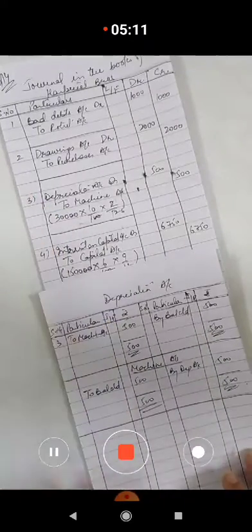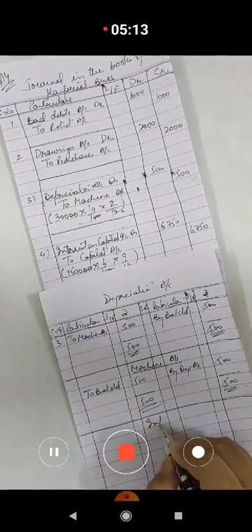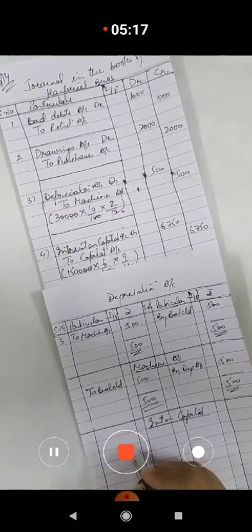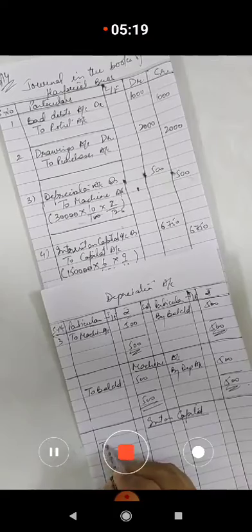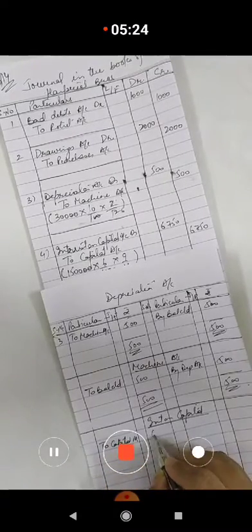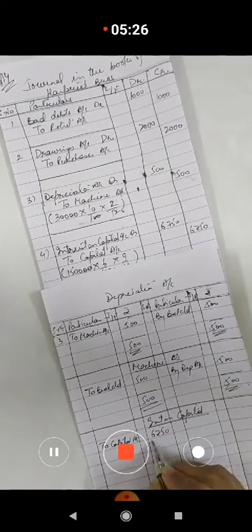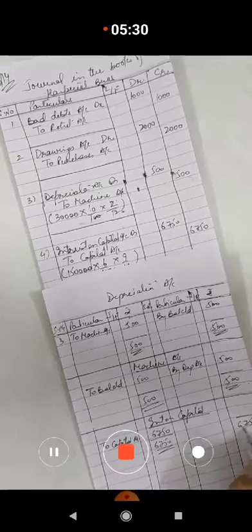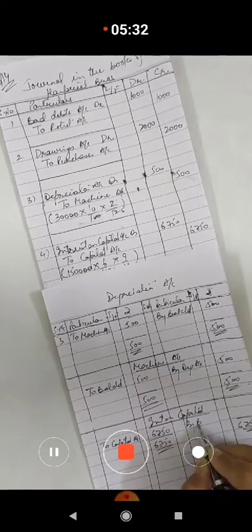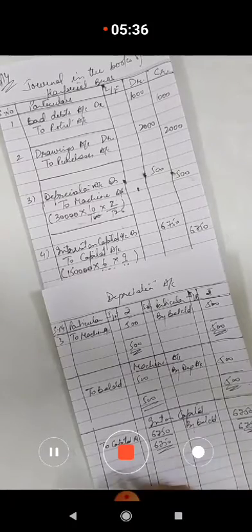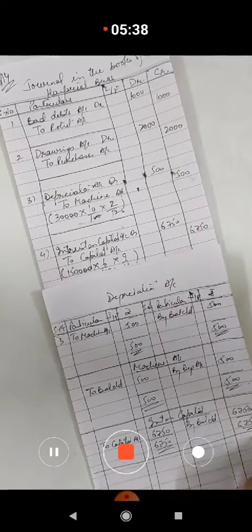Then interest on capital account, so make out the ledger of interest on capital account. Again on the debit side you will write to capital account with amount 6750. We will close this amount by balance carried down 6750. Then again we will close it with a single line.